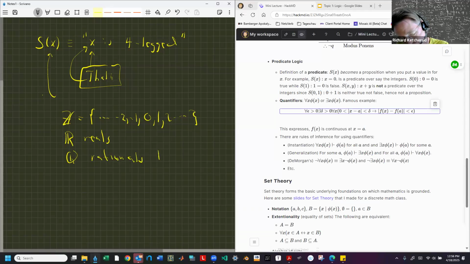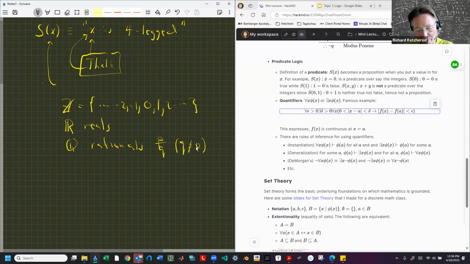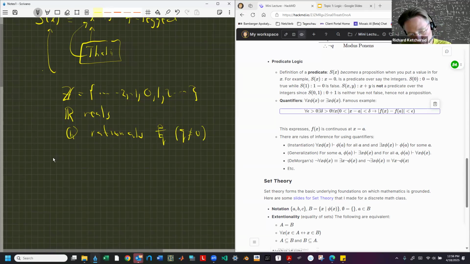These are like P over Q, where Q is not 0. Okay, so those kinds of things. And so now some statements. Here's a simple statement like x plus y equals z. This could be S of x, y, z. That could be a predicate, and it's true in some places and not true in other places.